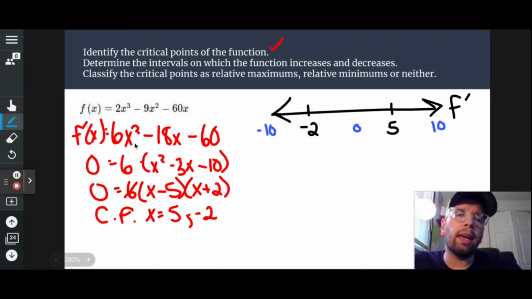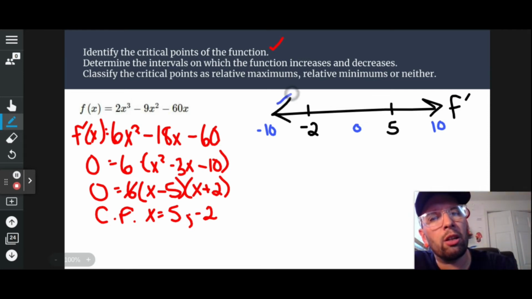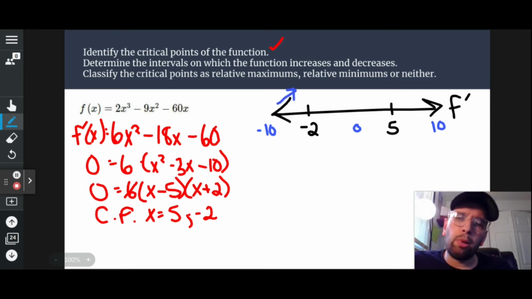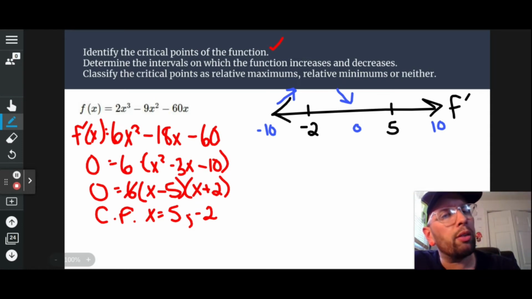So if I plug in negative 10, I'm going to get a negative times a negative, which is a positive. So that's increasing there. If I plug in 0, I'm going to get a negative. And if I plug in 10, I'm going to get a positive times a positive times a positive, which is a positive.